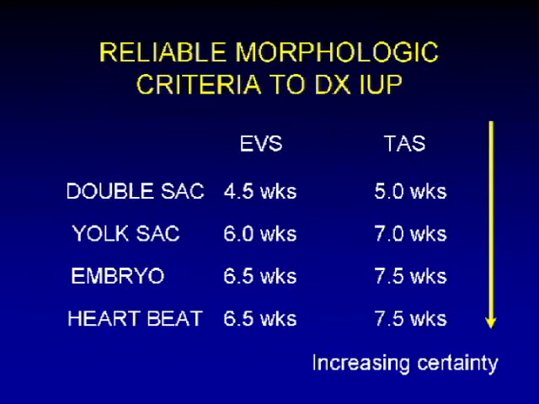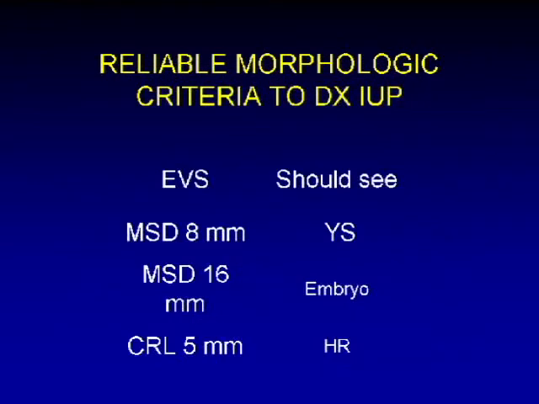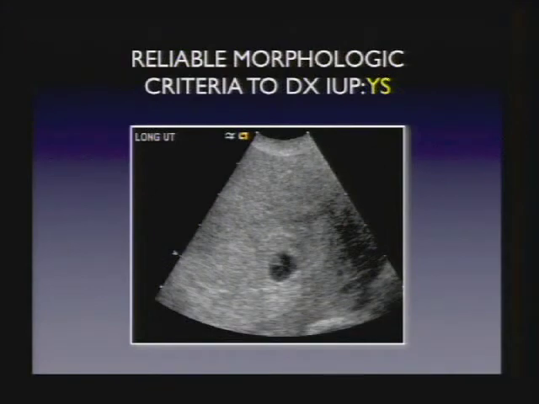Here are some reliable morphologic criteria to diagnose an intrauterine pregnancy, and going down the list, they have an increasing certainty. These numbers, especially the heartbeat at 6.5 weeks, we oftentimes use as a cutoff value to determine if there is an early pregnancy failure. Or you could use numbers such as the mean sac diameter: at 8 millimeters, you should see a yolk sac. Mean sac diameter of 16 millimeters, you should see an embryo, and crown rump length of 5 millimeters should have a heart rate. So here are some of the imaging findings of an early intrauterine pregnancy.